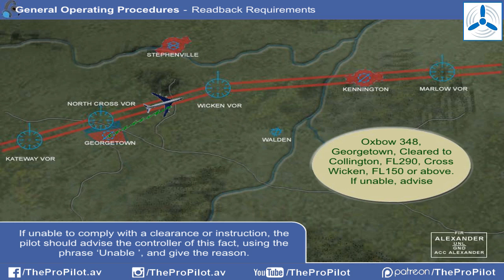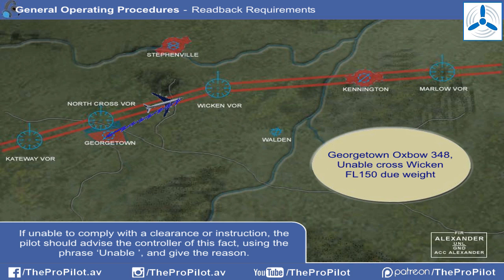Oxbow 348, Georgetown, cleared to Collington, flight level 290. Cross Wicken, flight level 150 or above. If unable, advise. Georgetown, Oxbow 348, unable cross Wicken, flight level 150, due weight.